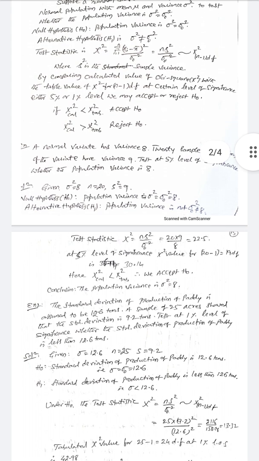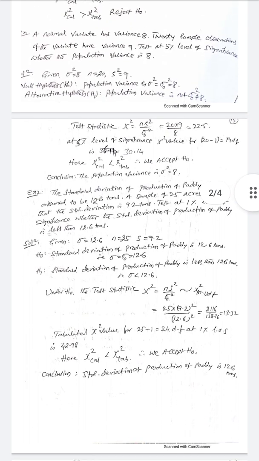Then test statistic chi-square equals n S square upon sigma naught square. Substitute n, S square and sigma square values. After simplifying, we will get 22.5. And at 5% level of significance, chi-square value for 20 minus 1, that is 19 degrees of freedom, is 30.14. So here our calculated chi-square is less than table value, then we accept H naught. That means the population variance sigma square is equal to 8.